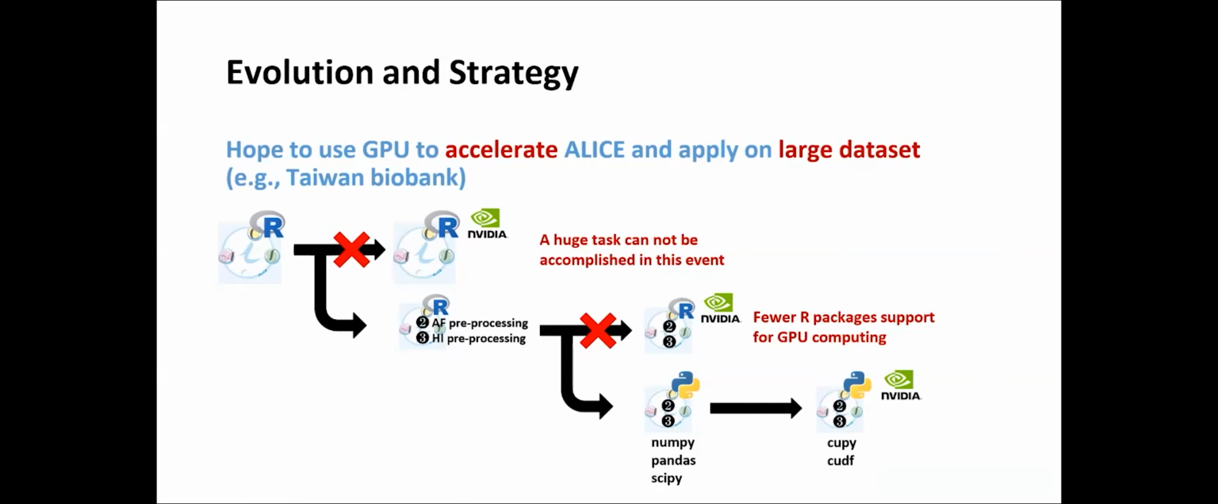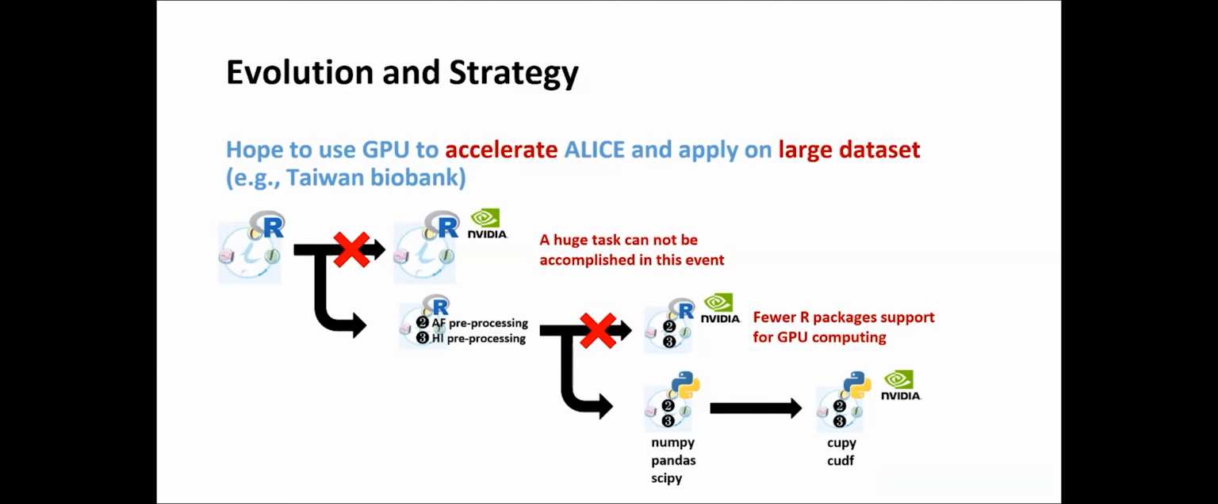So for the evolution and strategy here, we hope to use a GPU to accelerate ALICE and apply it on a large data set, for example the Taiwan Biobank data. Originally, all those scripts were developed, and we tried to identify our target processing, which one we need to speed up the most. So the number 2 and number 3, the preprocessing steps, were selected. However, the huge task could not be accomplished in this event because of the time limit. And also there was a software problem.